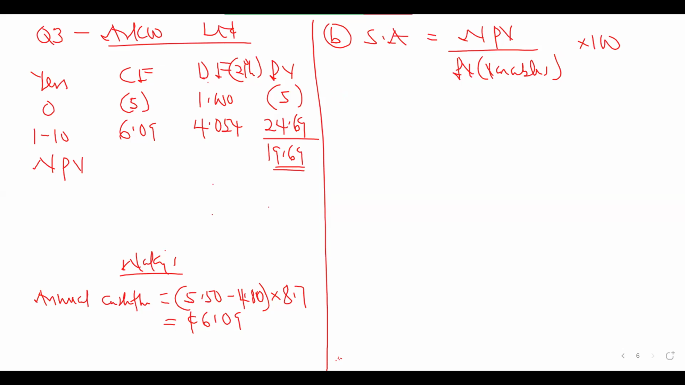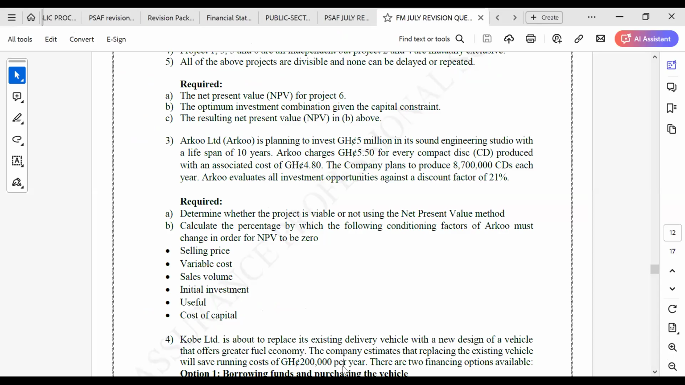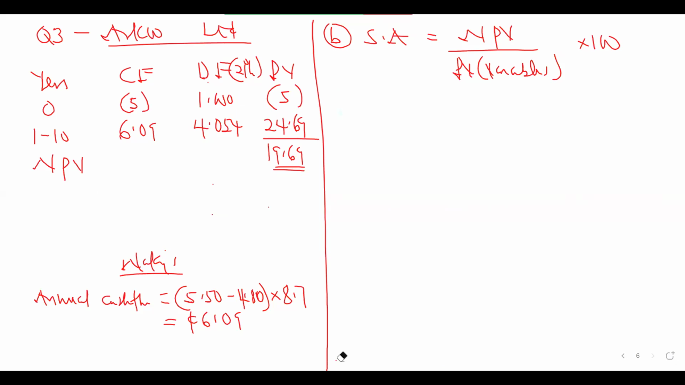Okay, what change in the cost or in the revenue is going to be giving us a zero NPV? Okay, so we are doing this for the selling price first. For the selling price, we have the NPV of the project itself divided by the present value of the selling price.